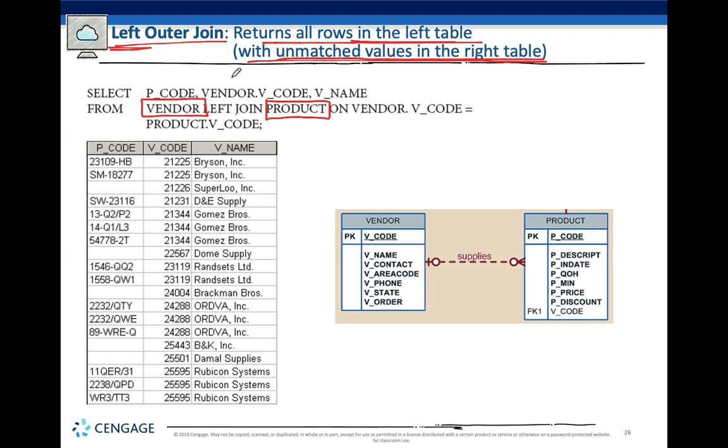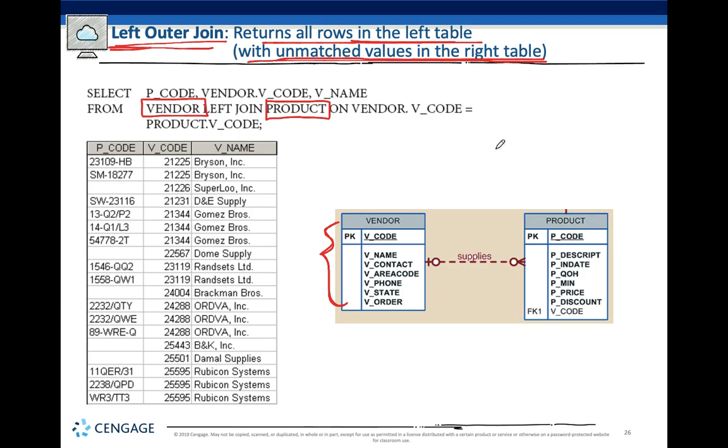So the left outer join, vendor left join product, here vendor is the table on the left. This query will return all the rows in the vendor table, even those rows that don't have any matching products in the right table, in the product table. Okay, again, the left outer join will return all the rows in the left table, including those rows in the left table that do not have any matching values in the right table. That's called a left outer join.